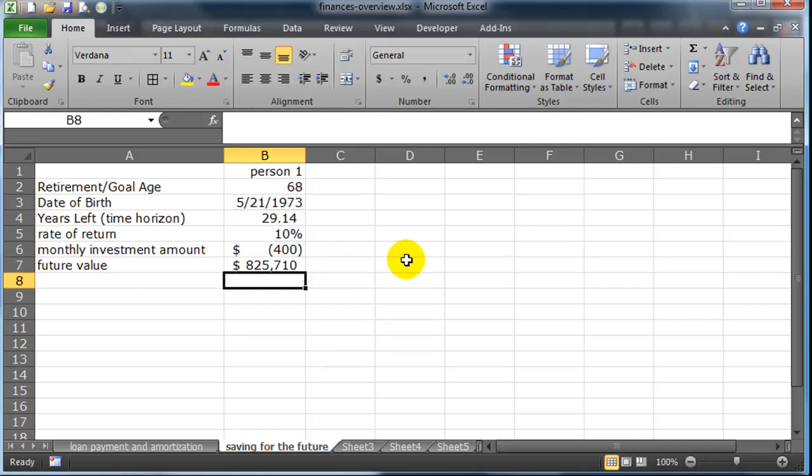All right, so here's what we can determine from this. If I start saving $400 a month and get an average 10% annual return, and I do that every month for the next 29.14 years, at the end of that 29.14 years, when I'm 68 years old, I'll have $825,710. That's what the future value calculation does for us. It helps to calculate the amount in the future based on consistent saving and a consistent interest rate. Now let's run this through with some other scenarios.